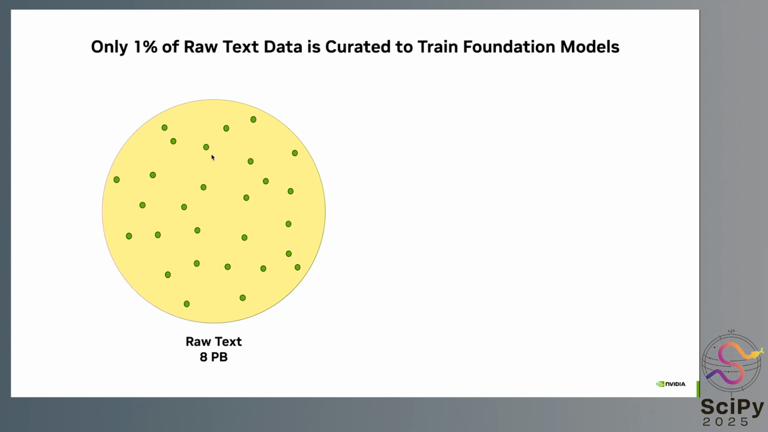So if we have a raw text of 8 petabytes, only 1% of the raw text data is curated in the end to train the foundation model, which is roughly 68 terabytes. So the tiny fraction, 1%, has to carry the weight of the entire model's learning. What does that suggest? A better data curation is leading to better model performance. That is why scalable, intelligent curation pipelines are so critical.